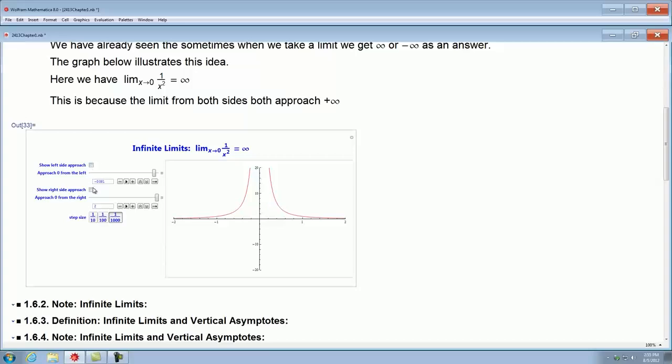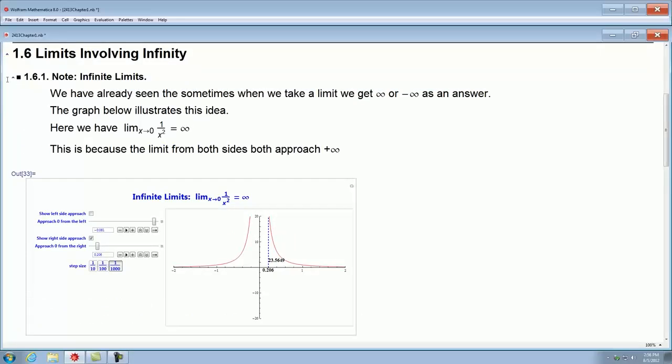Also, when we approach from the right side, same sort of thing happens. We start getting closer and closer to positive infinity. So our answer in this case would be positive infinity, because the limit from the left and the right were both approaching positive infinity. That is referred to as an infinite limit, meaning that the limit was infinity.